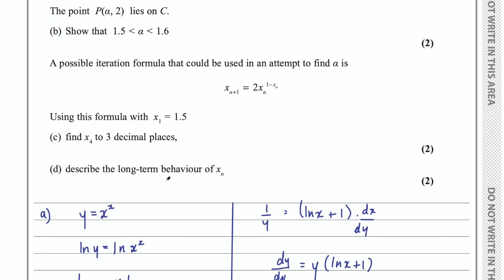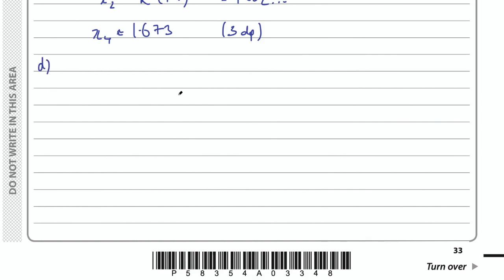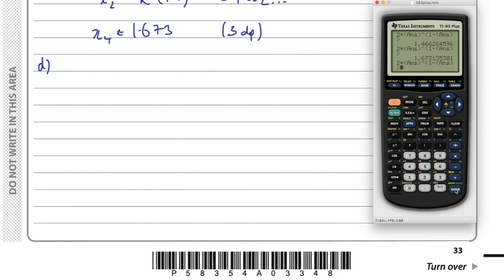D, describe the long-term behavior of x sub n. So this involves continuing to put the iteration into the calculator and seeing what happens to it. So let's keep iterating. Entry, answer, entry, answer, entry, answer. Now, it says long-term behavior, so I would continue until you're absolutely confident about what's happening to this iteration. So if we keep going here, I eventually get to 2, and if I go one more, I get 1, 2, 1, 2. You can see then it's iterating between 1 and 2.